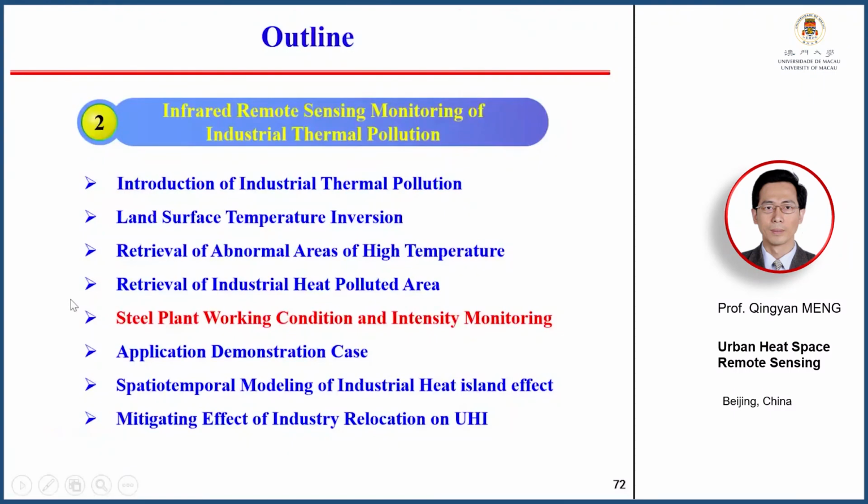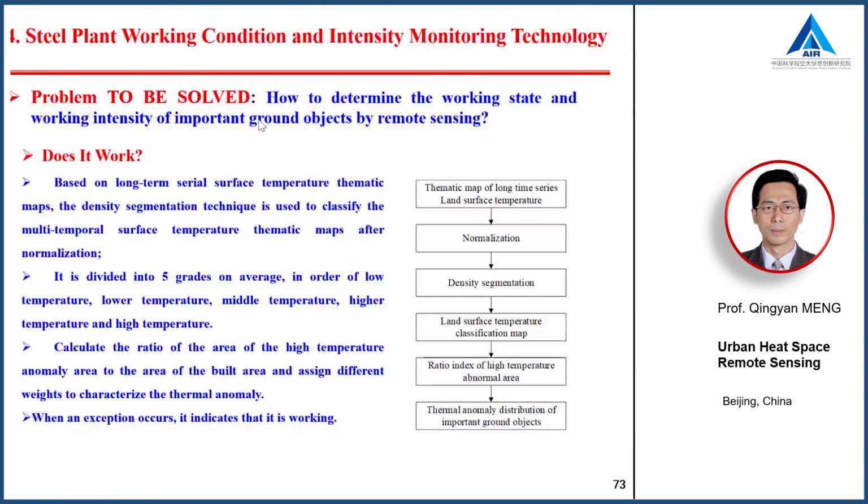Now we finished the high temperature retrieving and the normal area of the high temperature, and we know where is the factory. Then we should know what's the working condition and the intensity monitoring. How to determine the working situation or status of the working intensity of the important ground objects, such as the factories, by the remote sensing, infrared remote sensing, or using the optical data. Does it work? It's based on the long-term sequence surface temperature map. The density segmentation technique is used to classify the multi-temporal surface temperature, after normalization.